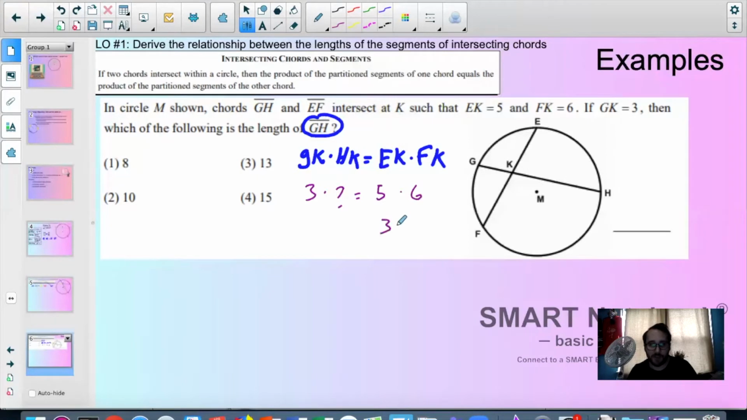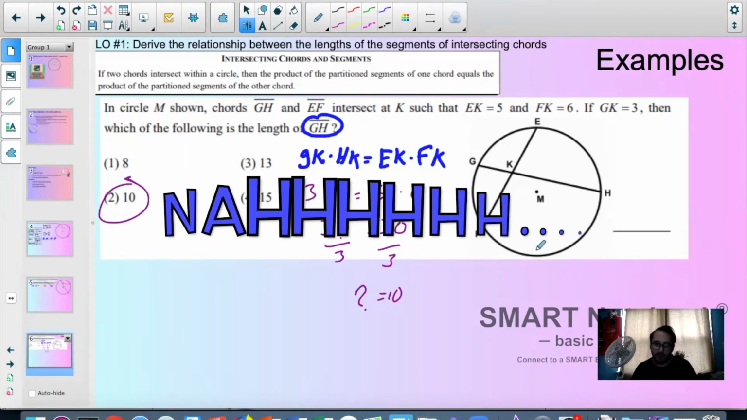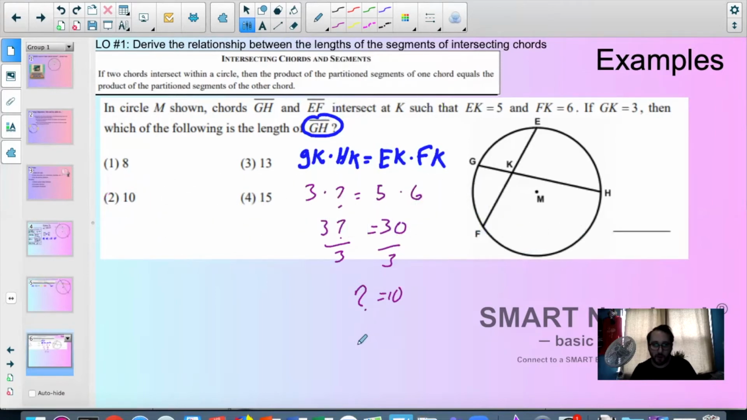5 times 6 is 30. 3 times something is 30, so divide by 3 on both sides. And that something is 10. So that means my answer is 10, right? Nah. Because remember, this question mark was HK. HK equals 10. That's only this piece. I want GH. I want the entire thing. So if GK is 3 and the rest is 10, 3 plus 10 is 13. And that's your final answer.